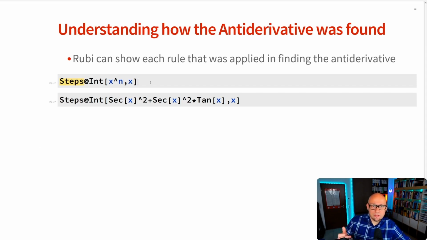The last thing I wanted to show you is how you can actually look at the steps that Ruby took to calculate an antiderivative. We have a helper function for that. It's called steps. You just wrap it around and Ruby will take care of collecting all the information from all the rules it applied.